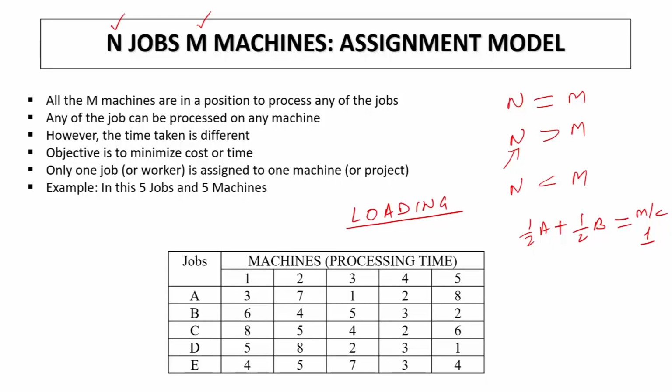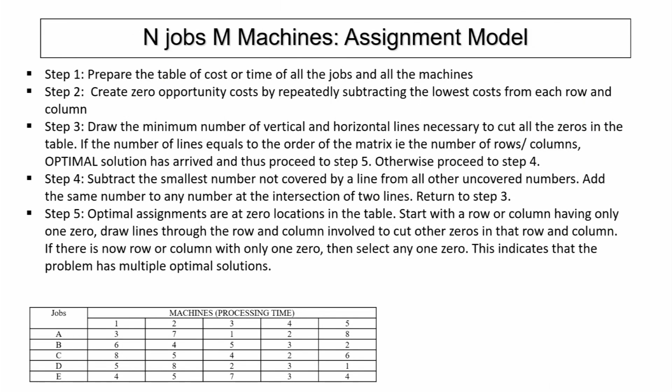So, in our case we are taking the objective function as minimized time, that the time taken to complete all the 5 jobs on 5 different machines is minimum. That is the objective function with which we are loading the various machines for different jobs. So, we are following the assignment model, which is an optimization model.